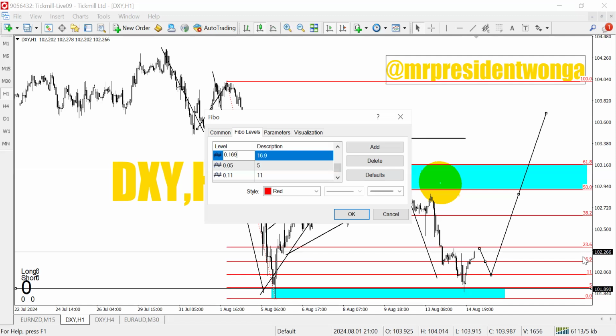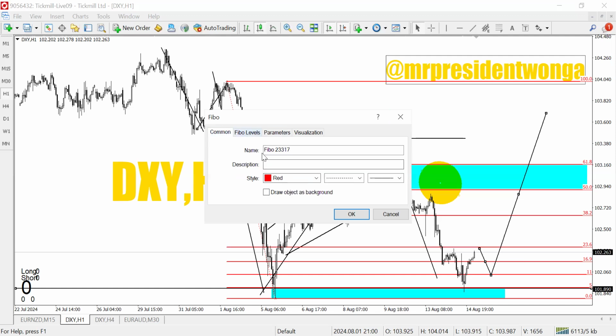If you are in your MT4, you can go through them and try to add them. If you're struggling, just let me know in the chat box. So the numbers are 0.169, description 16.9, when you click add. Then this one is 0.05 as a level, and the description is 5, then you click add again, 0.11 is the level, and the description is 11, then you click add. Obviously you can play around with the style, you can make the Fibo levels red, and for visualization say show in all time frames. That's about it in terms of the Fibonacci.